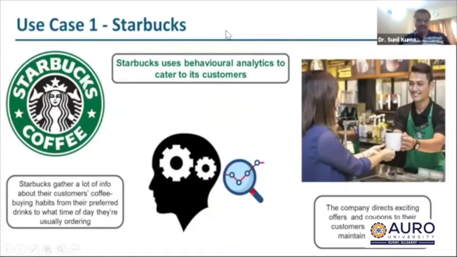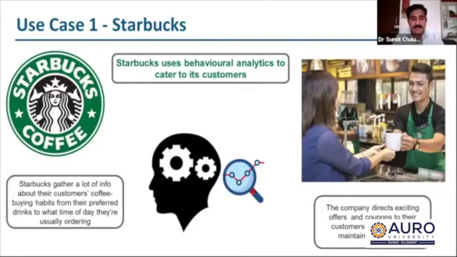Okay. So, I was on Starbucks. So Starbucks uses behavioral analysis to cater to its customers. So according to the purchase, according to the interest of the customer, we can give different ideas or different coupons, so that the customer will be more interested.